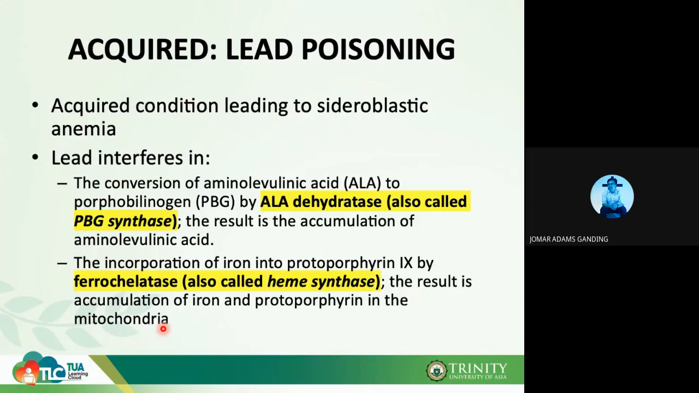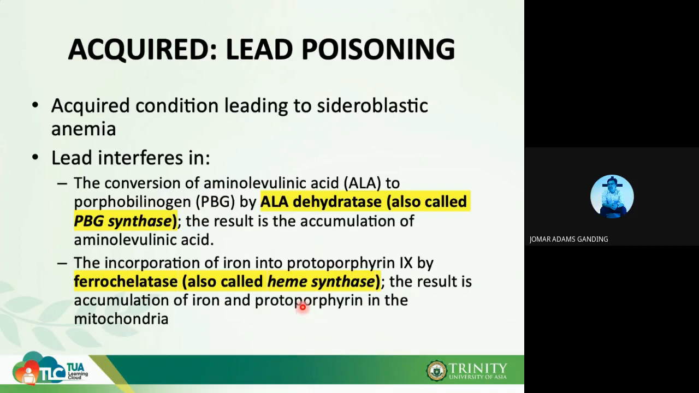One more time, lead interferes with your ALA dehydratase or PBG synthase, and it also interferes with your ferrochelatase or heme synthase. So always remember, like what I always say, when an enzyme is inhibited, there will be an accumulation of its substrate. So in this case, since there is no ALA dehydratase or PBG synthase, ALA will increase and porphobilinogen will decrease. At the same time, protoporphyrin 9 will increase and the formation of our heme will decrease.